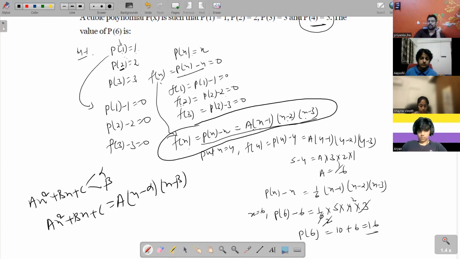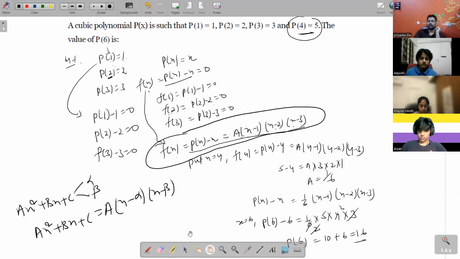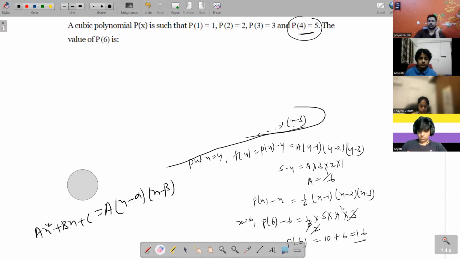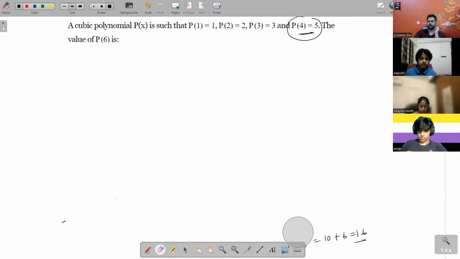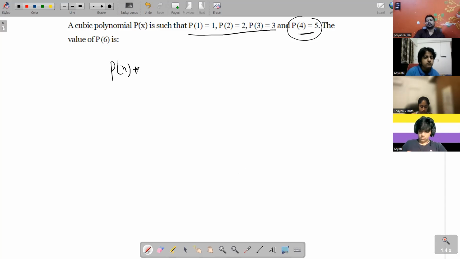Look at the second method, there is one more method to solve it. That may be a little shorter. See, we can see that from here to here, P is a polynomial. If in this polynomial I put x = 1, we get remainder 1; 2, remainder 2; 3, remainder 3. So this can be rewritten. So what factors do we have? (x − 1), (x − 2), (x − 3).